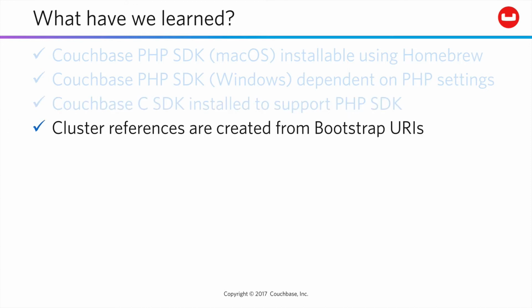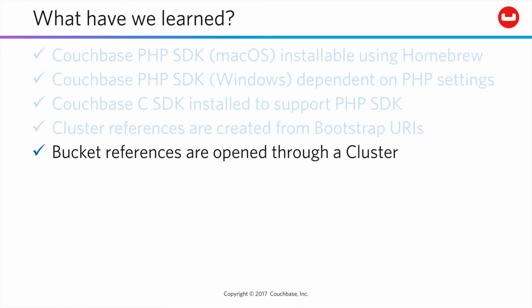And we saw that cluster references are created from one or more URIs used to bootstrap the creation process, although the cluster map is updated regularly from that point. We saw also that bucket references are opened through a cluster with security. We'll talk about authenticators later on in this course.